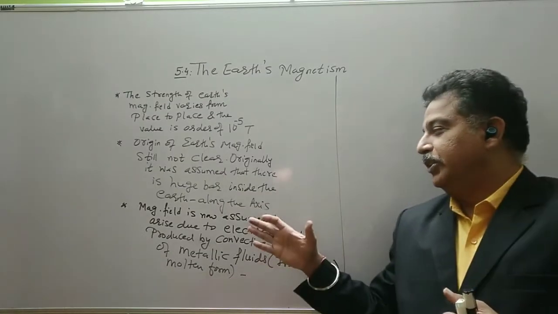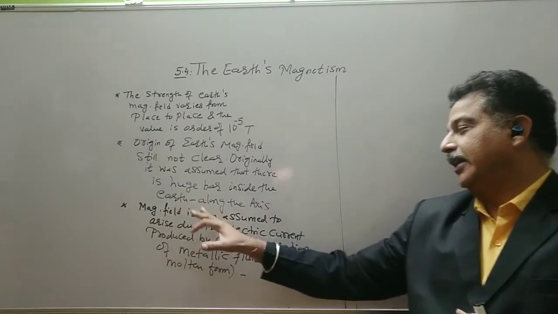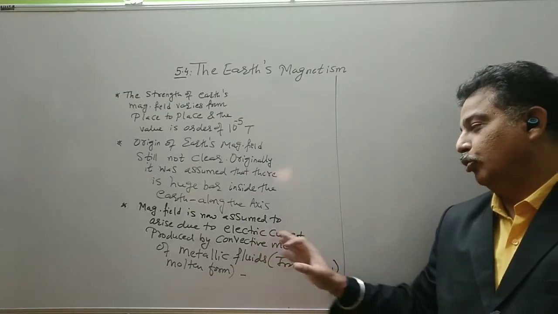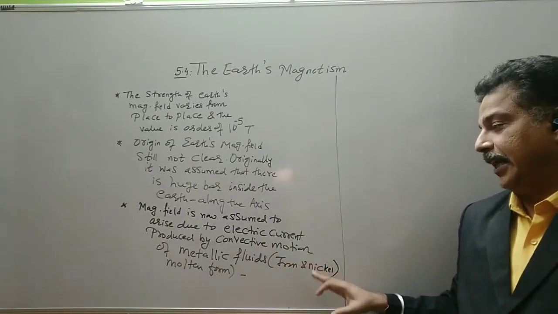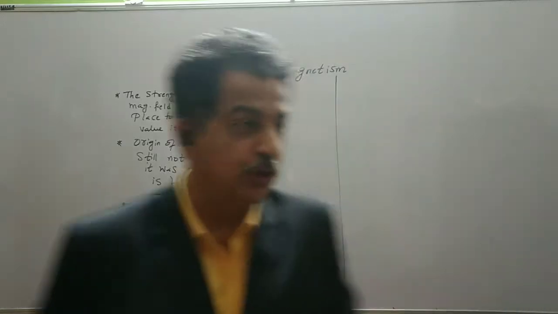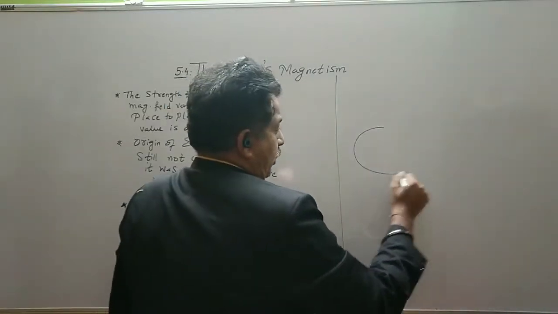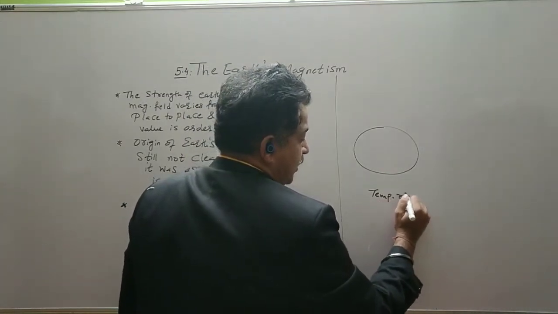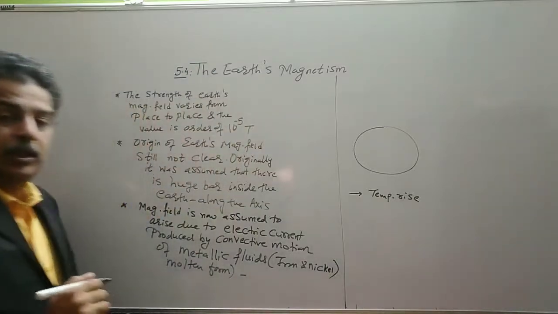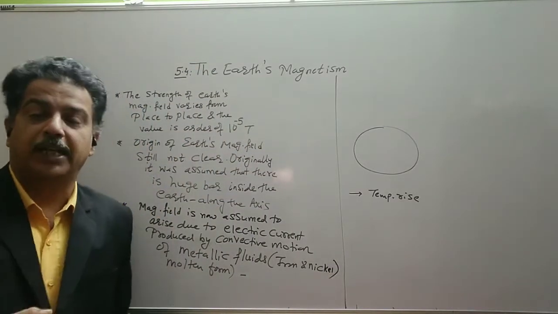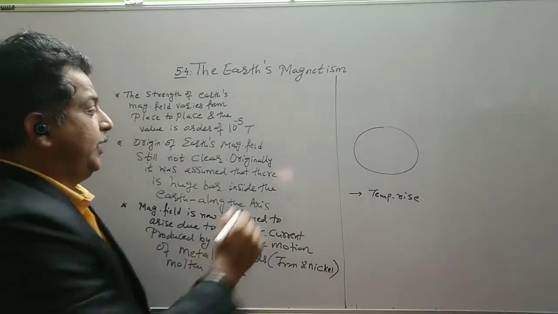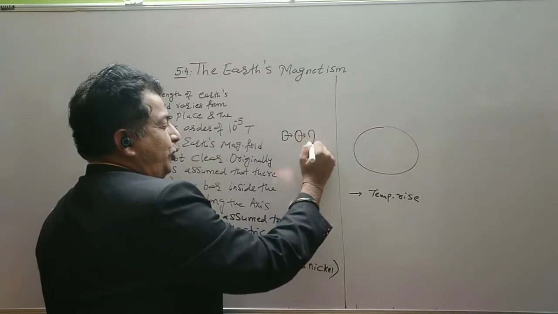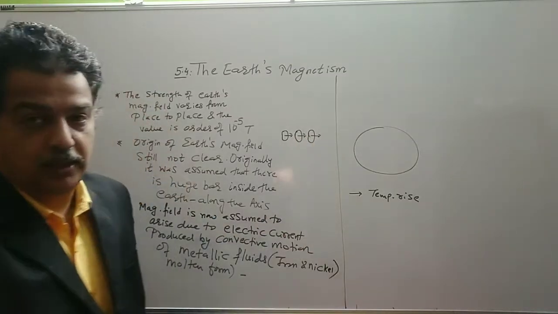Now what is the new assumption? Again it is an assumption that the magnetic field is now assumed to arise due to electric current produced by convective motion of metallic fluid, that is iron and nickel in the molten form. Now we know that inside the earth, the temperature is very high. One property for a substance to behave like a magnet is that the magnetic dipole moment of all the atoms or molecules should be in the same direction.